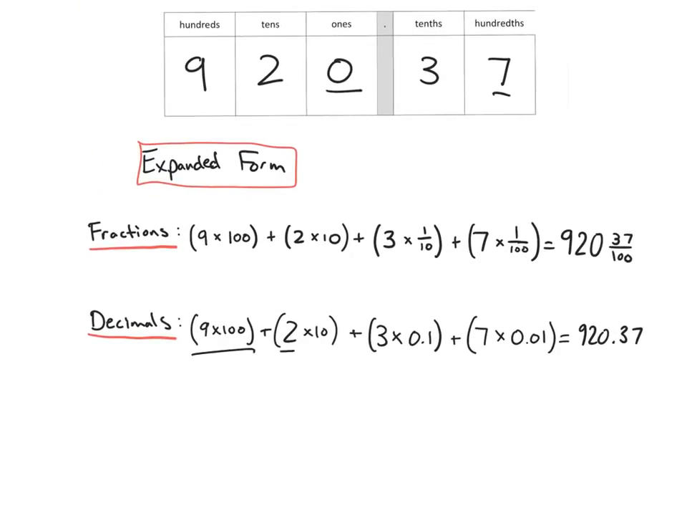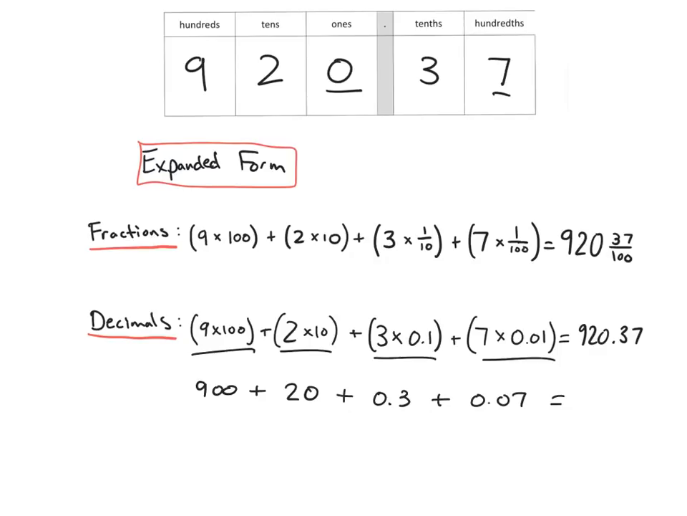And to take this expanded form a little bit further, I can actually represent the value of each of these parenthetical statements, these multiplication statements, below. And so what I'll do is I just multiply it out. So 9 times 100, 900, plus 2 times 10, which is 20, plus 3 times 1/10, which is 3/10, plus 7 times 1/100th, which is 7 hundredths.